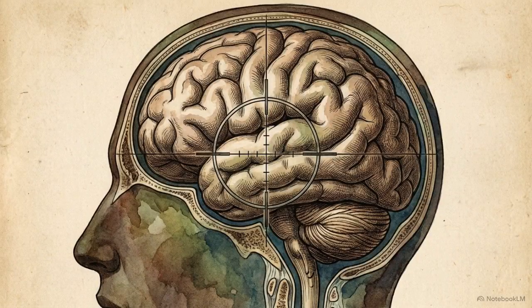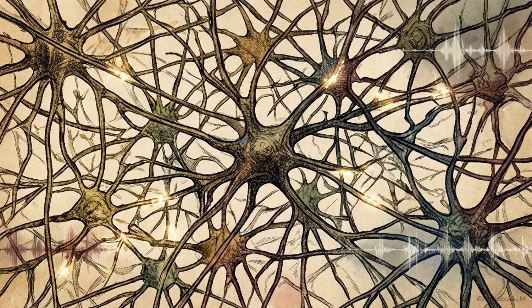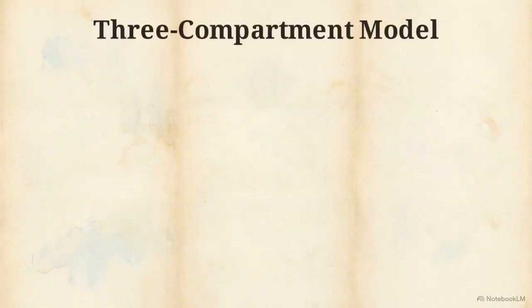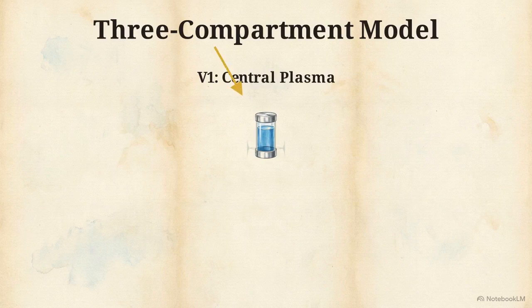Once we understand how to lock in that precise target, we can observe the neurobiological reality of how the anesthetized cortex actually processes external stimuli. To the microprocessor, human anatomy is a three-compartment model. It begins with V1, the central blood plasma where the drug is injected.